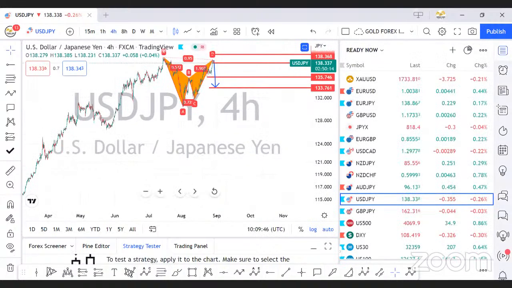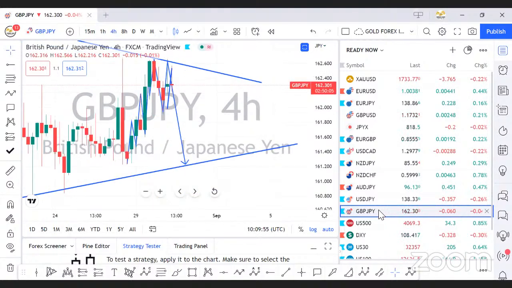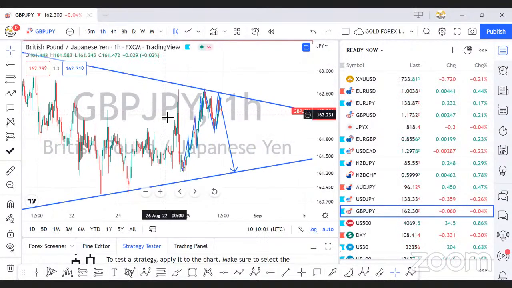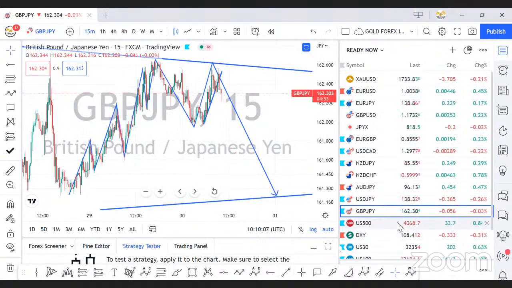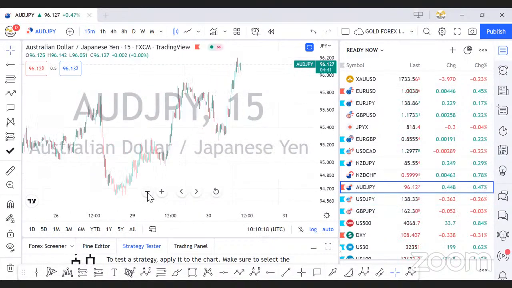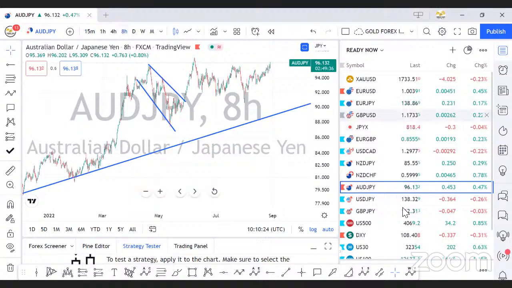So the same way with, okay, we've done the pound JPY sales. Let me see, which one again? AUD JPY, it's not an ideal trade for me, so that one is off.